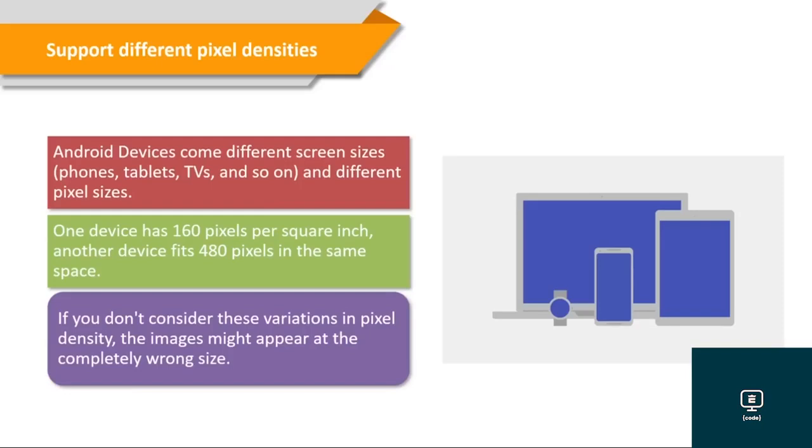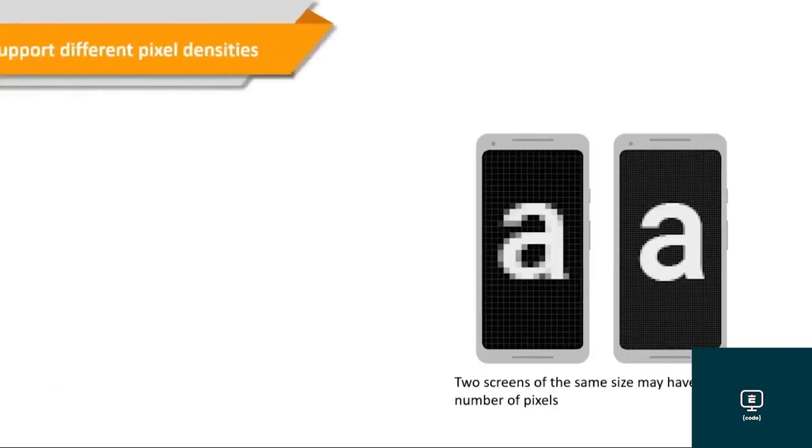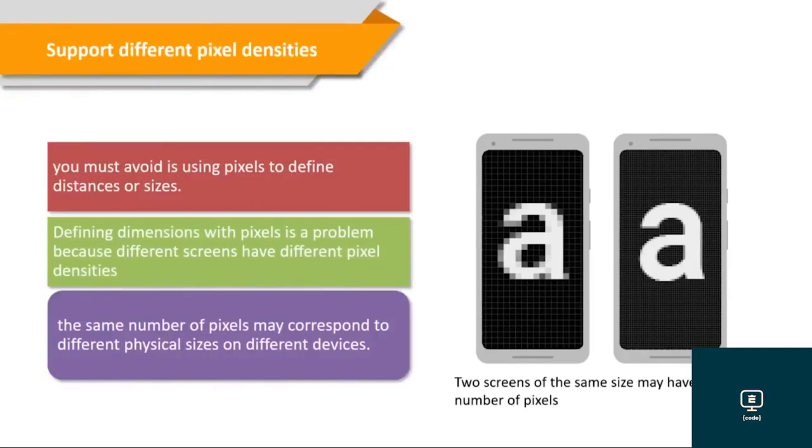So I want to show you in a real-time example. So here there are two devices, and these devices have the same screen size, but these devices have different resolutions. So if you don't consider these differences in the resolution from the very beginning, your pictures may and will look blurry.